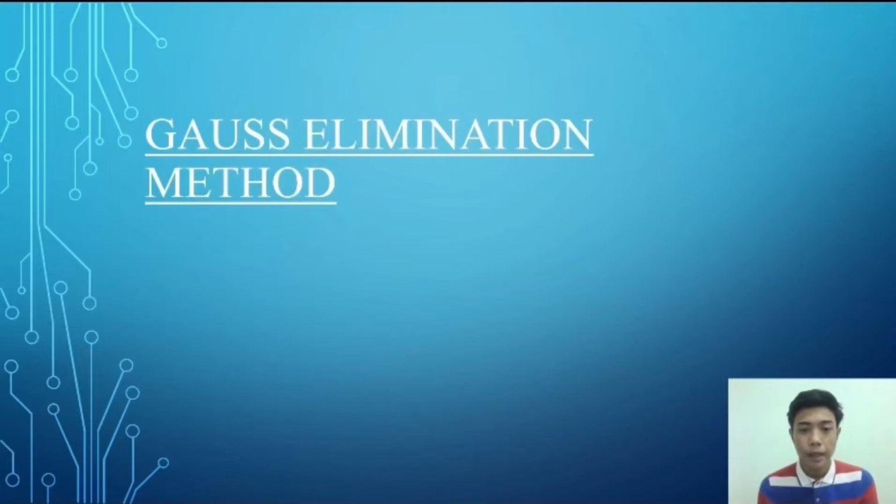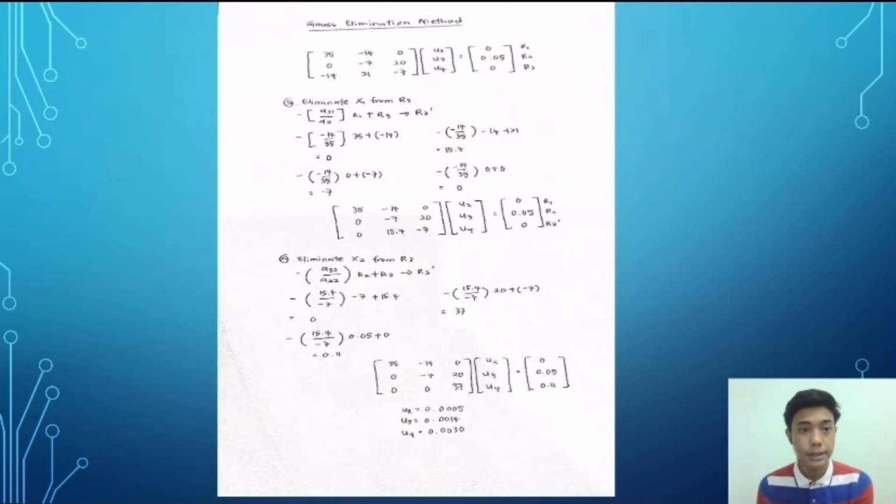Okay, today I will present about the Gauss elimination method. We choose the Gauss elimination method to solve our problem in the mathematical problem. So in our question, we got the matrices, which is 35, 0, negative 14, negative 14, negative 7, 21, 0, 20, and negative 7.